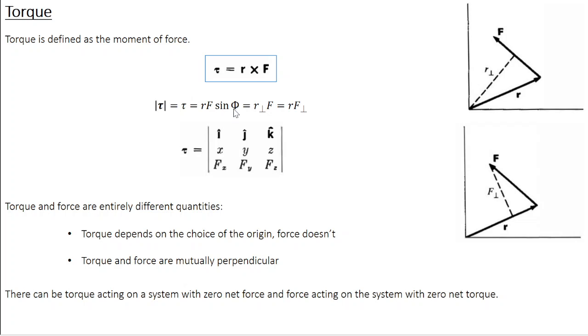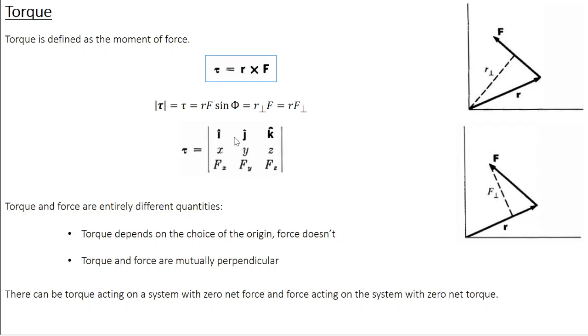And just like we have done in the previous class, you can either define this as a product of perpendicular distance and force, that is r perpendicular times F, as shown in this figure, or you can also define this as the perpendicular component of the force and the radius vector r.